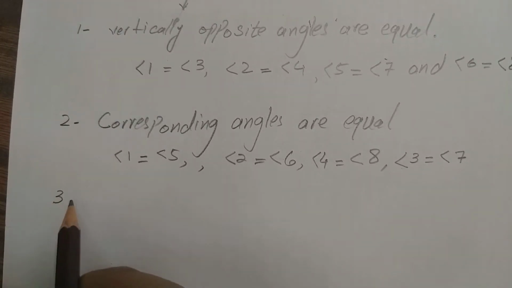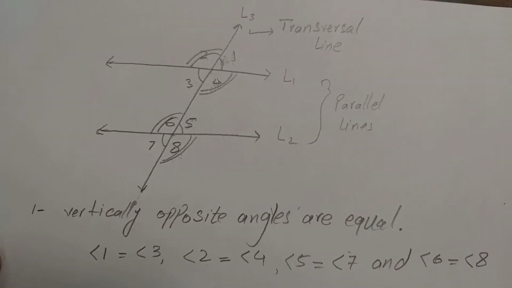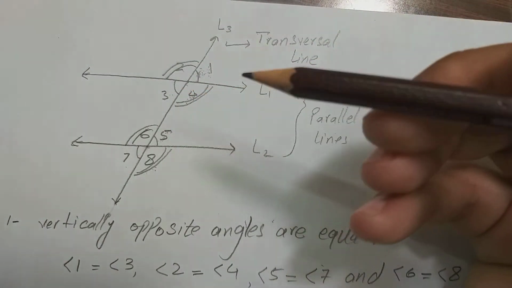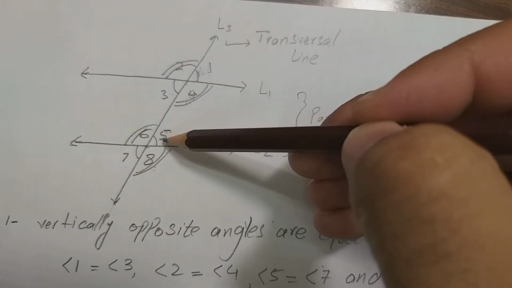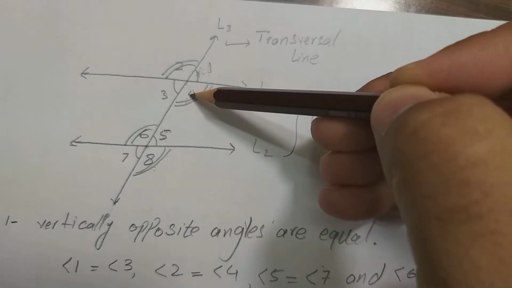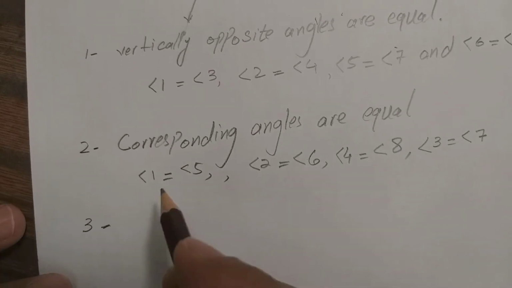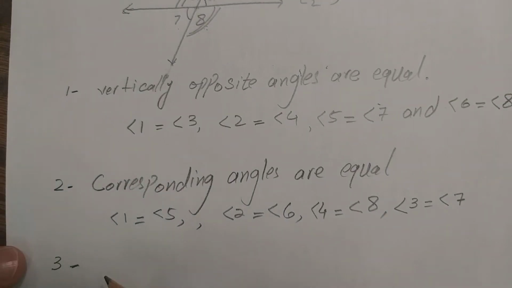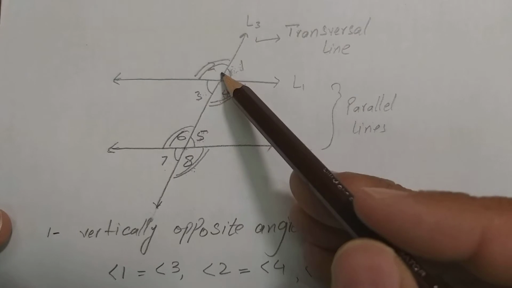Number 3, alternate angles are equal. If you observe, these two angles are equal. They are alternate, so 4 and 6. So alternate angles are equal.